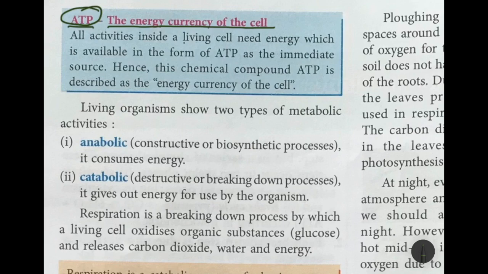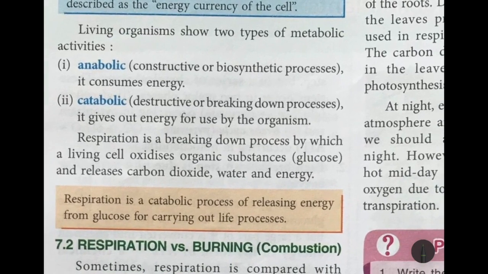Now, all activities that take place inside a living cell, here we are talking about plants, but it may be any living cell, they need energy. And it is available to them in the form of ATP. So ATP is therefore known as the energy currency of the cell.